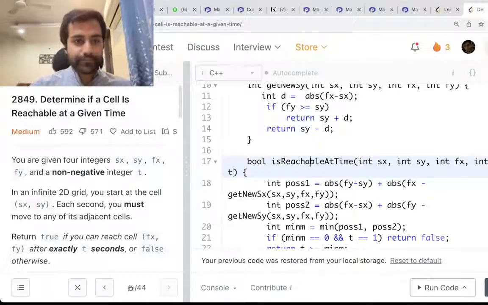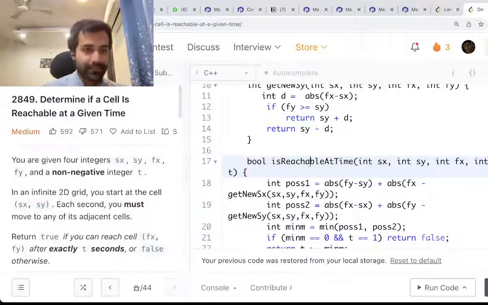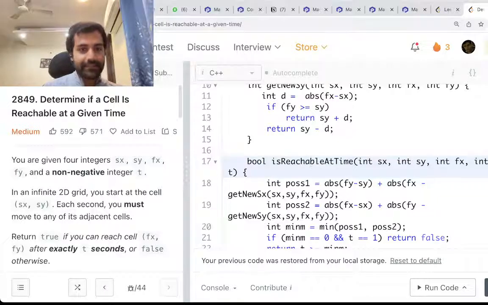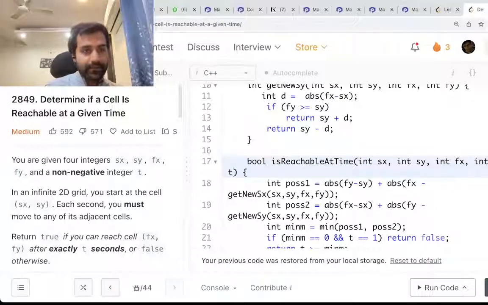Today's question, I would say, just required some sort of ad hoc mathematical thinking. So let's read the question. It says that we are given four integers, sx, sy. Okay, sx, sy are coordinates of a point. So imagine a Cartesian plane with xy axis. So every point has x and y coordinate.